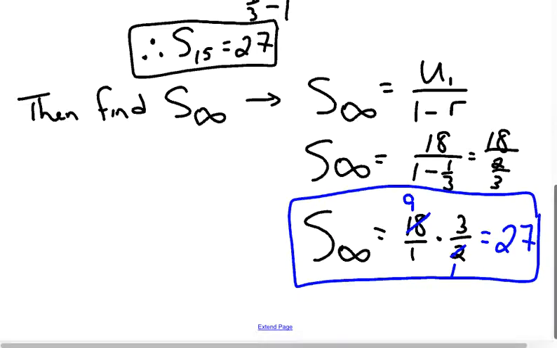So when we have a geometric sequence, and in that geometric sequence we have a value of r that's between -1 and +1, no matter how many elements I try to add up, this thing keeps converging on the same value. Okay? All right, let's try another example.